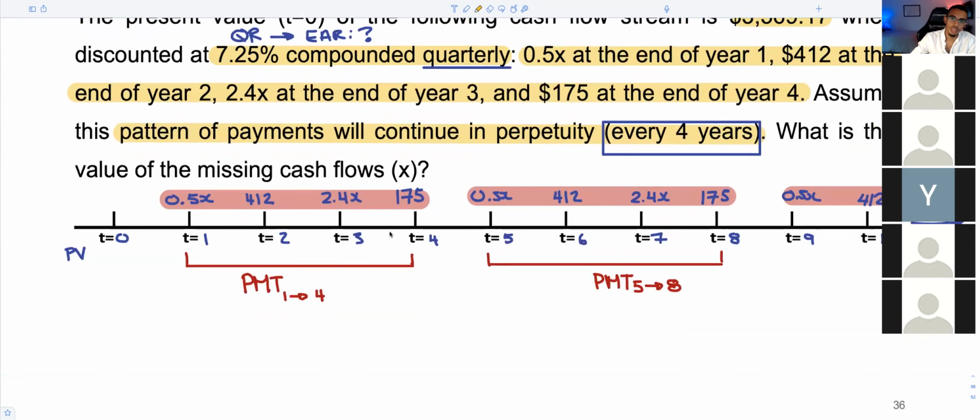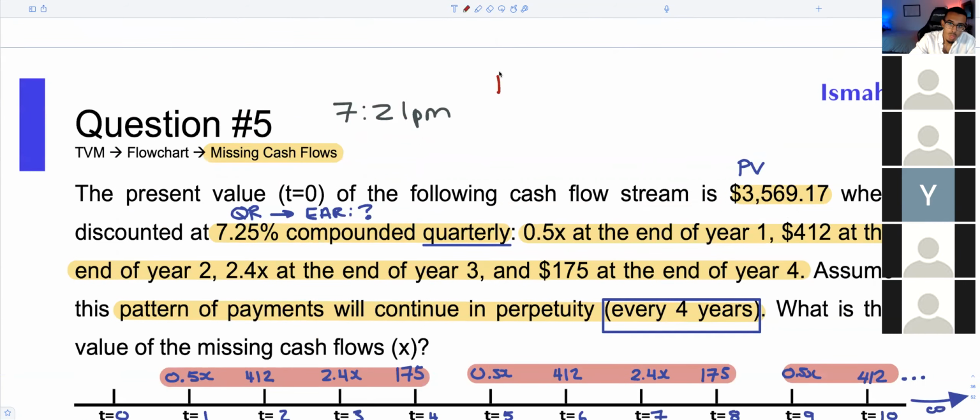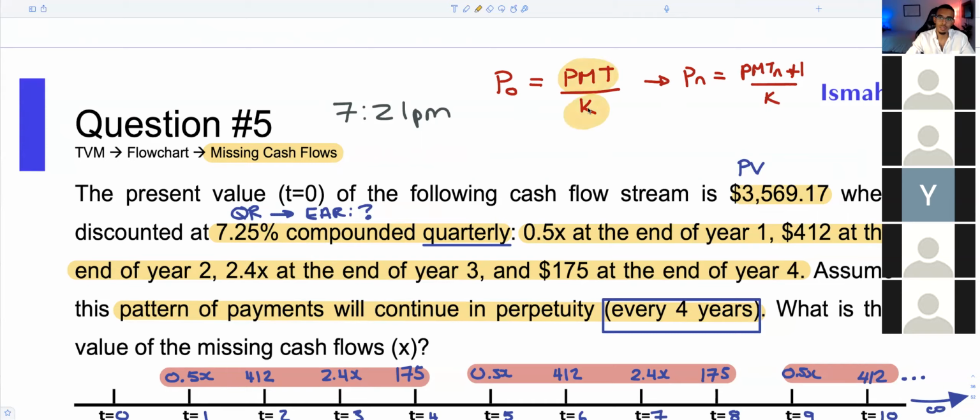And just to do an active recall, our perpetuity formula really is the following. It's as simple as that. You could also write it as Pn is equal to payment n plus 1 over k. But at the end, it's still the same thing. So we're only really looking for 2 variables: we're looking for payment and we're looking for k.